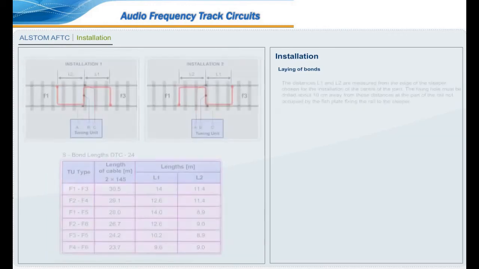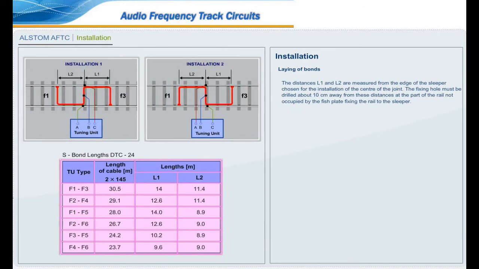941120005. The distances L1 and L2 are measured from the edge of the sleeper chosen for the installation of the center of the joint. The fixing hole must be drilled about 10 cm away from these distances, at the part of the rail not occupied by the fish plate fixing the rail to the sleeper.